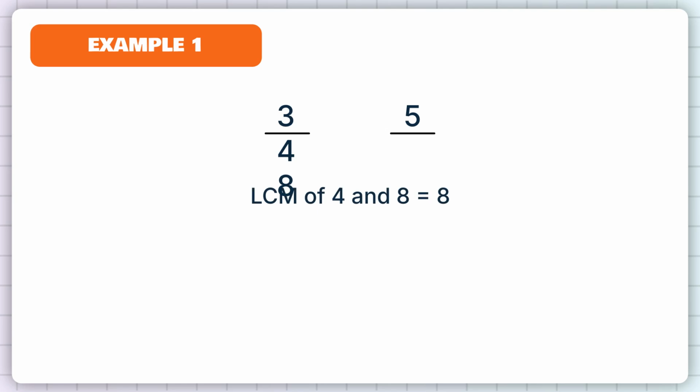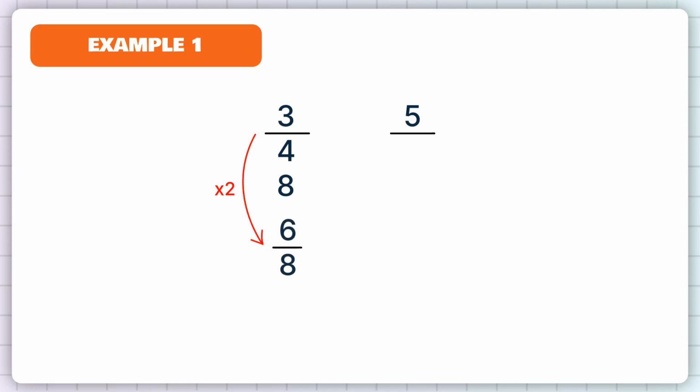Next, we need to convert the fractions using the lowest common multiple as the denominator. For 3/4, we multiply both the numerator and denominator by 2 to get 6 over 8. 5 over 8 already has the denominator 8, so it stays as 5 over 8. Finally, we compare the numerators. Since 6 is greater than 5, 3/4 is greater than 5 over 8.